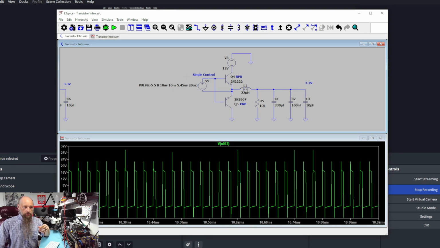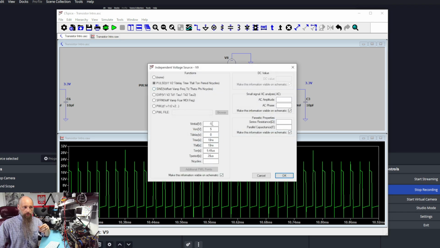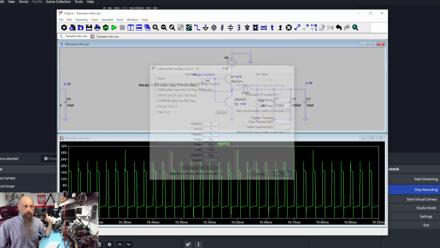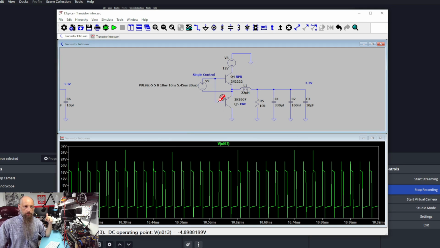However, the voltage that we're using is +5 and -5. The reason we need -5 is to fully open our PNP transistor. A PNP transistor will work the same way as NPN, only in reverse. When we connect the base to ground, it will be open. If we connect the base to voltage source, it will be closed.